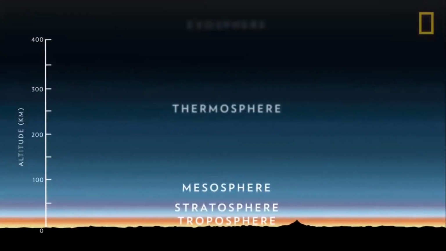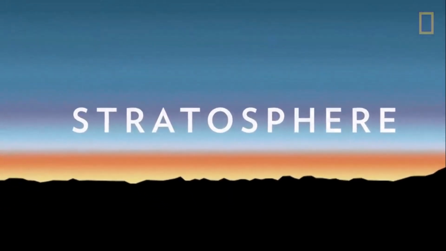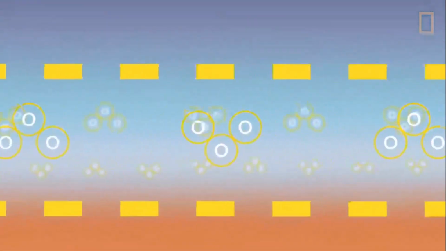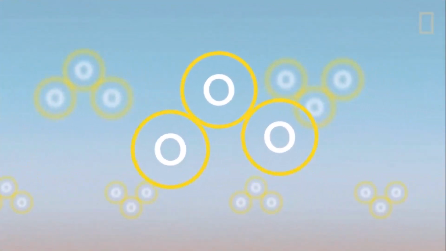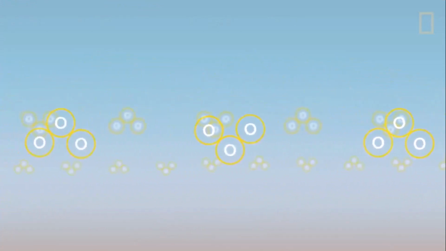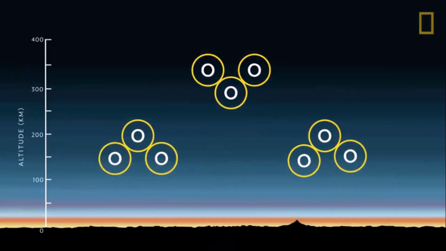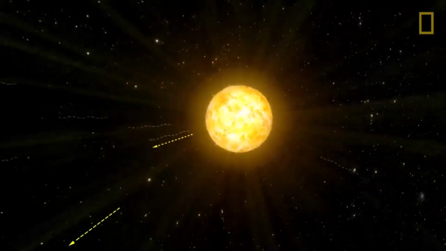Earth's atmosphere is made up of 6 layers. The second layer, called the stratosphere, contains the ozone layer. The ozone layer is made up of a highly reactive molecule called ozone, which contains 3 oxygen atoms. Ozone is a trace gas in the atmosphere. There are only about 3 molecules for every 10 million molecules of air. But it does a very important job.